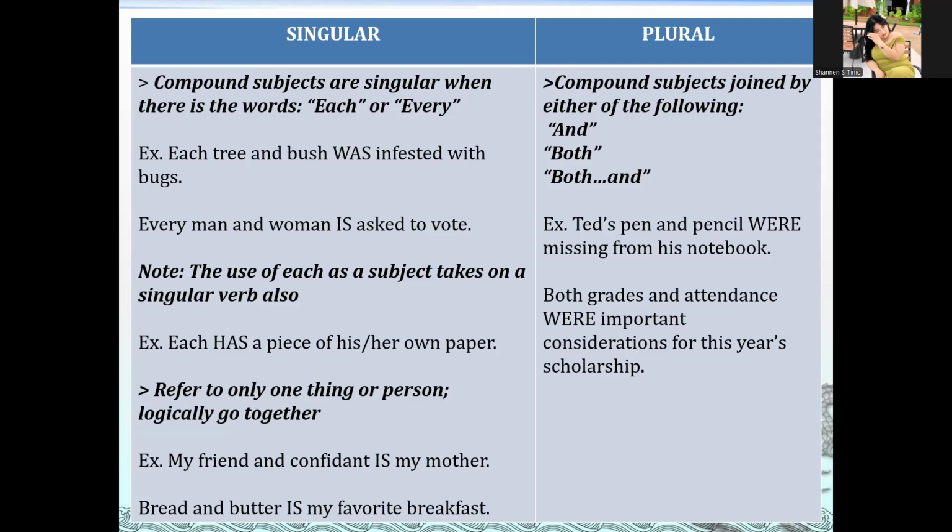So another example is each has a piece of his, her own paper. So walang naka-indicate na each student, each person, pero ano na yun, it's already implied. The message is implied, okay? Each has a piece of his, her own paper. Kasi tatandaan nyo, pag may each and every, laging singular si verb.